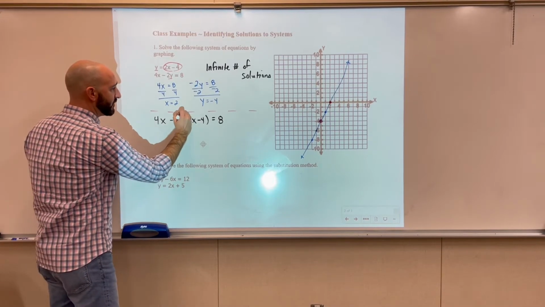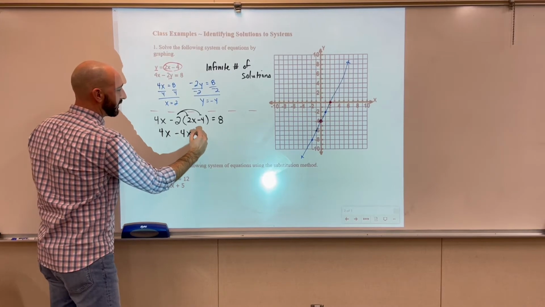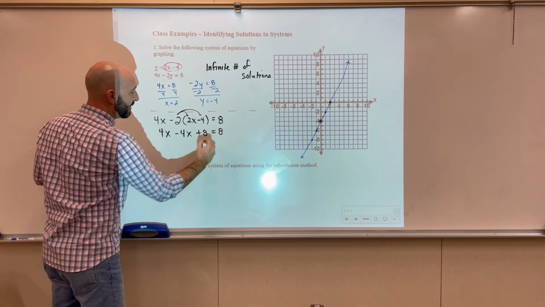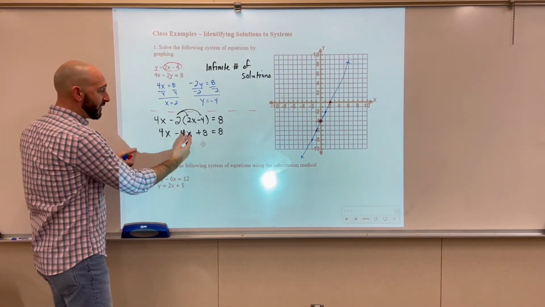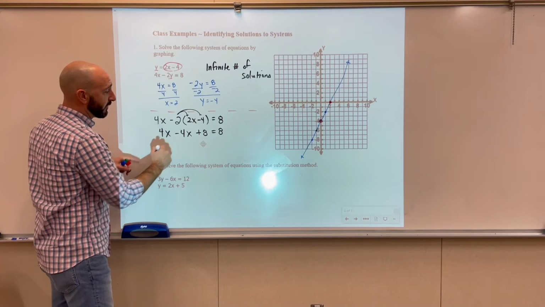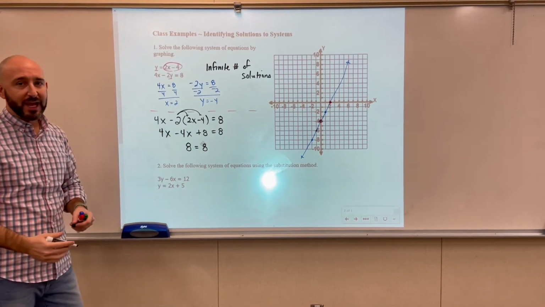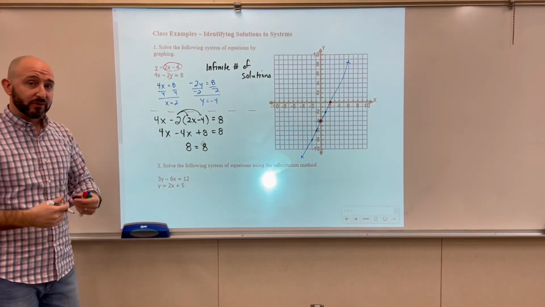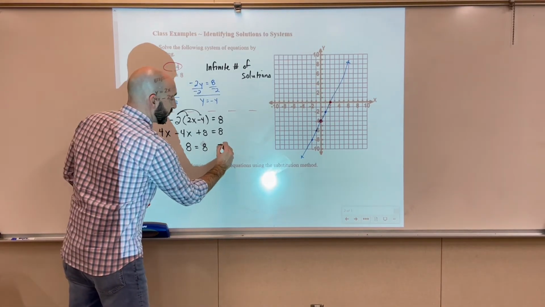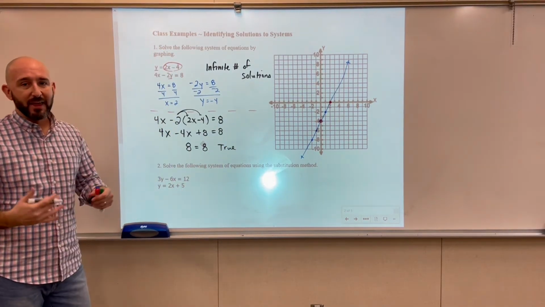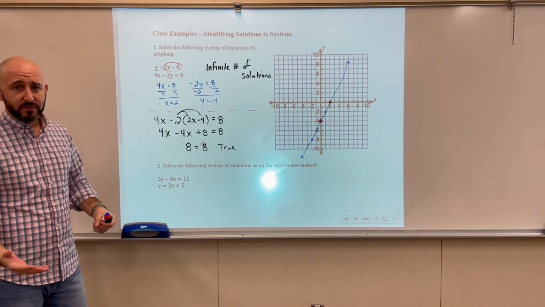So we'll distribute this -2 through the parentheses. That's going to give us 4x minus 4x plus 8 equals 8. And as I described on the first page of the notes, here the variables are going to zero out. 4x minus 4x is 0, which leaves us with 8 equals 8. And again, when the variables zero out and we're left with a true statement, 8 does equal 8. This is true. Again, that's telling us that this system has an infinite number of solutions.